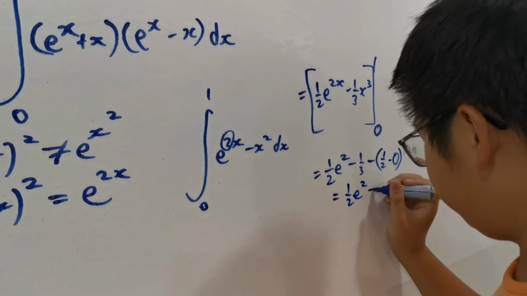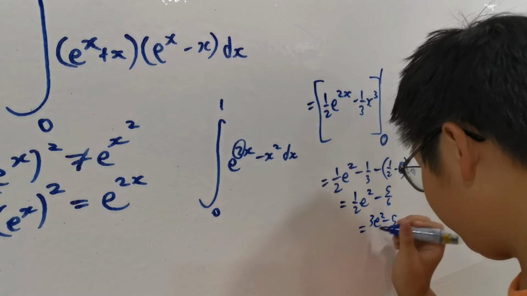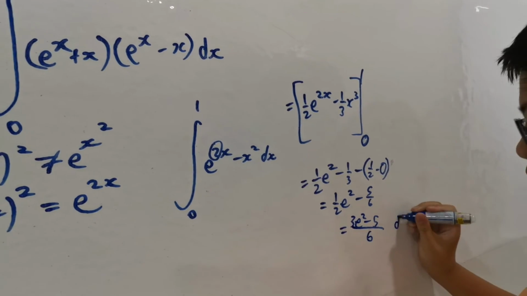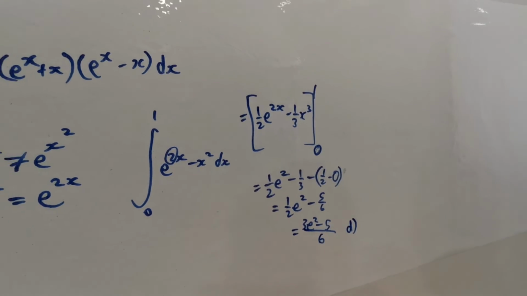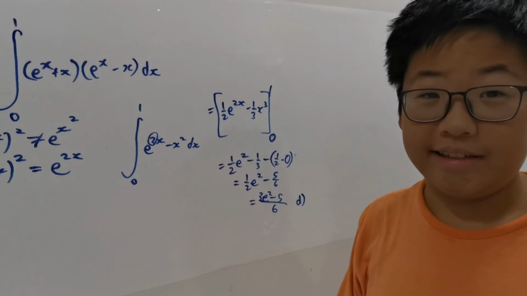Half e squared minus 5/6 equals 3e squared minus 5 all over 6, which is option D. There you have it, an integral with polynomials and exponentials and a little algebraic identity.